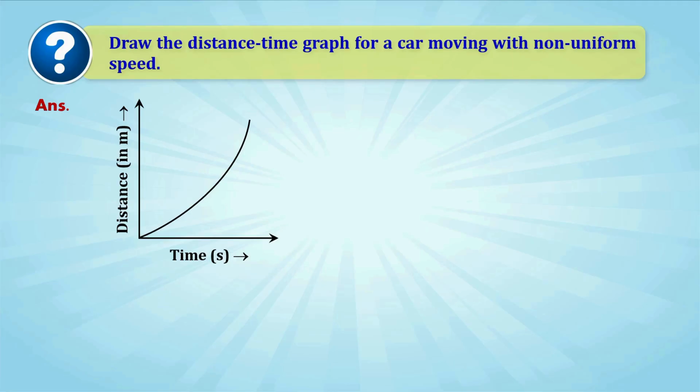Because of this, the distance-time graph will not be a straight line. Instead, the graph will be a curved line, showing that the speed is changing continuously. Therefore, for a car moving with non-uniform speed, the distance-time graph is a curve rather than a straight line.